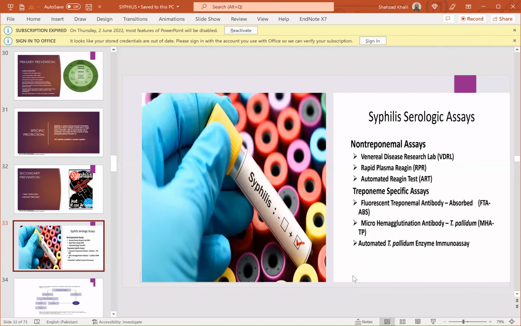It includes syphilis serological assays. These are non-treponemal assays and then the treponemal-specific assays. The first, the non-treponemal assays, are the Venereal Disease Research Laboratory, VDRL, then Rapid Plasma Reagin and Automated Reagin Test, ART and RPR. Then after this, there are treponemal-specific assays, which are the fluorescent treponemal antibody absorbed FTA, then microhemagglutination antibody testing, and then the immunoassay.